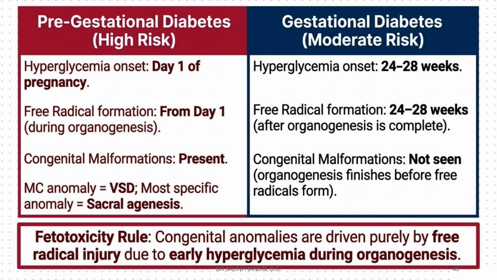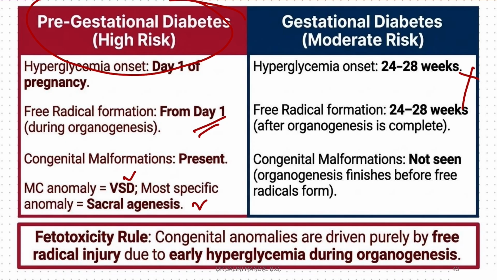Next one, free radical formation will be there from day one, that is during organogenesis, right? That is the time when organogenesis occurs, and there can be more structural defects when a lady has pre-gestational diabetes, not gestational diabetes, because only after organogenesis is complete do we get gestational diabetes. So moderate risk is there in gestational diabetes, but the highest risk is in pre-gestational, or overt, diabetes. The most common anomaly is the ventricular septal defect, and the most specific anomaly is sacral agenesis.